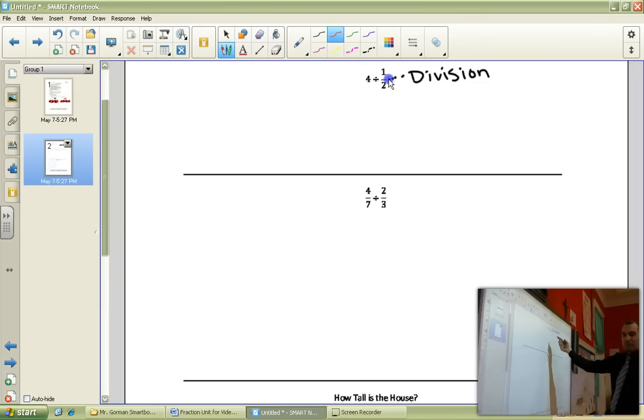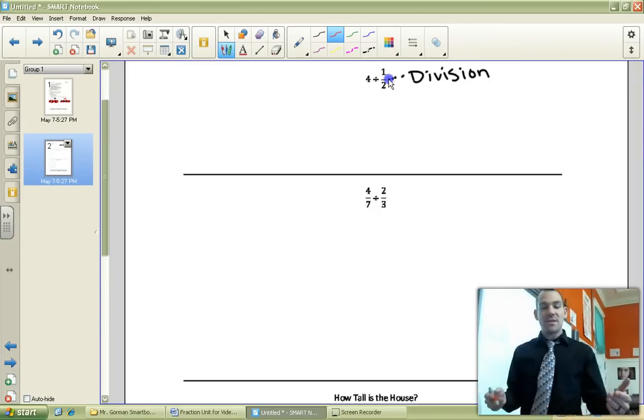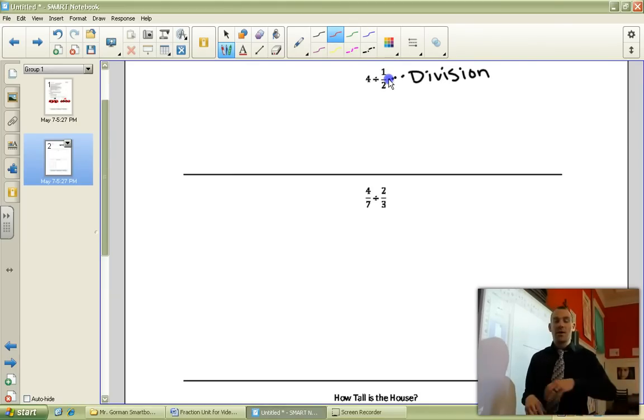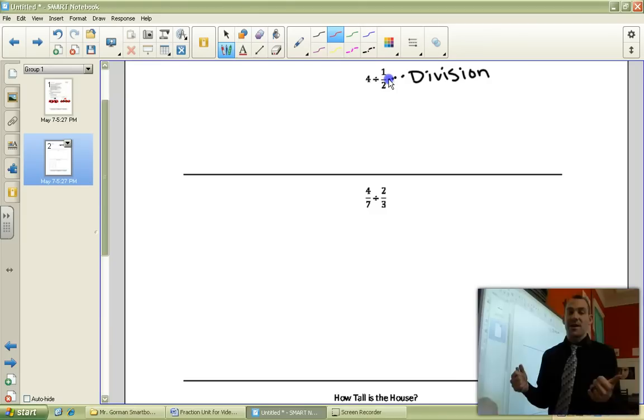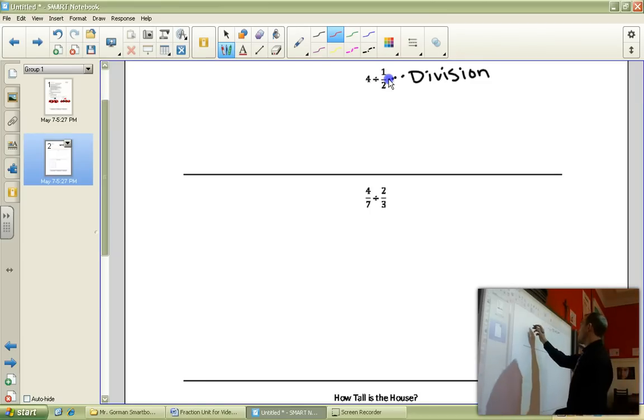So, great. What are we going to do with this? Well, I'm going to tell you that before we start, everything for division, just like multiplication, needs to be an improper fraction or a fraction. You cannot use mixed numbers. You cannot use whole numbers. So we're going to make our 4 into an improper fraction by putting the 1 underneath. And we're going to divide by 1/2.